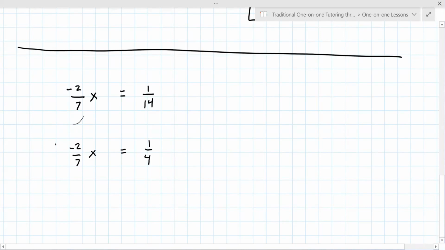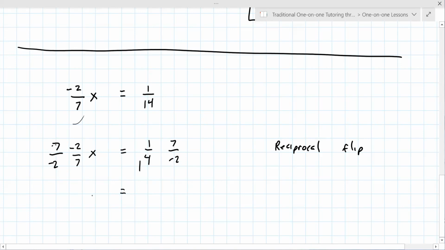Negative, I mean 7. The reciprocal is the flip. Oh, 7 over negative 2. Yes, 7 over negative 2. So what does the left become?